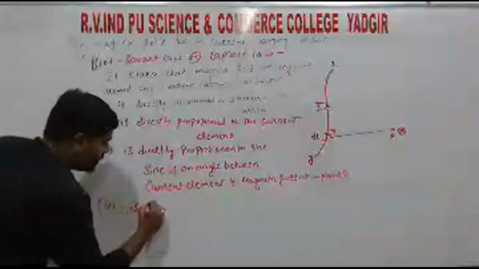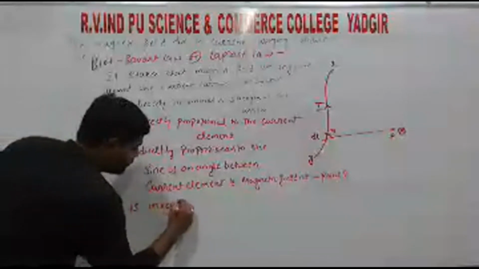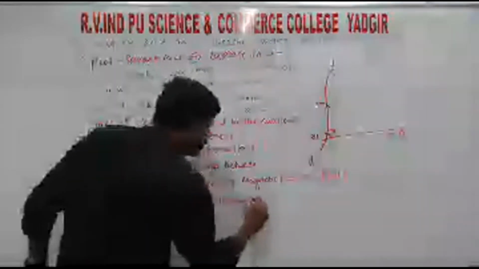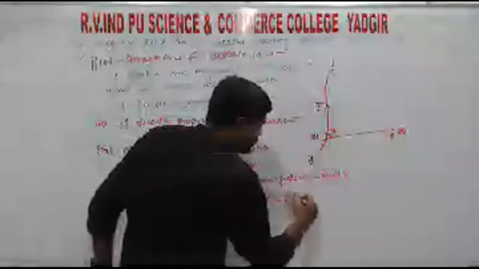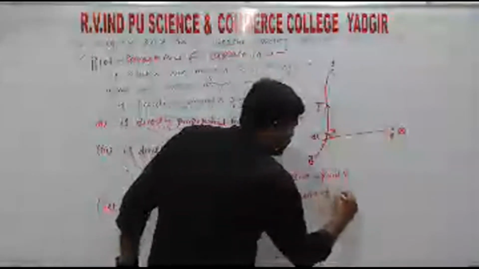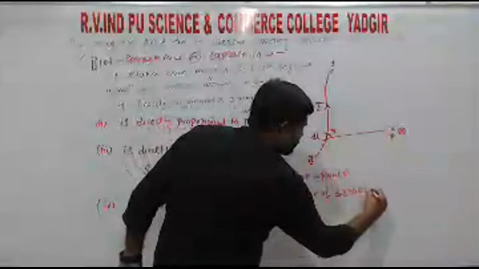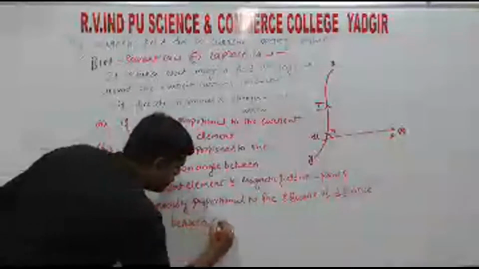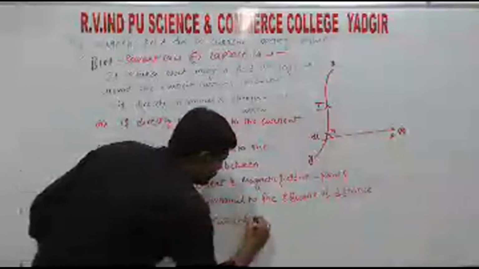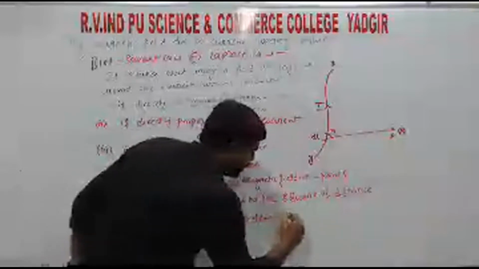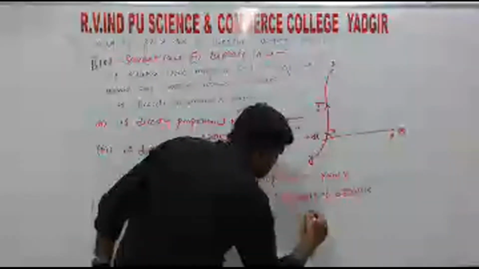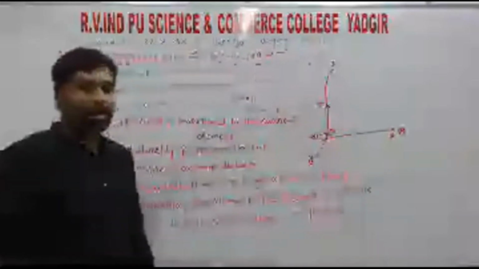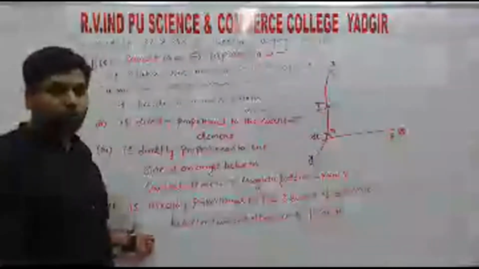and it is inversely proportional to the square of distance between current element and point P where we are going to find the magnetic field. So this one is the fourth point, right?